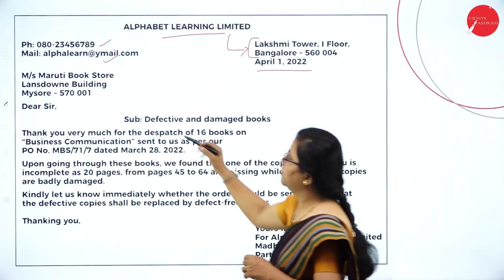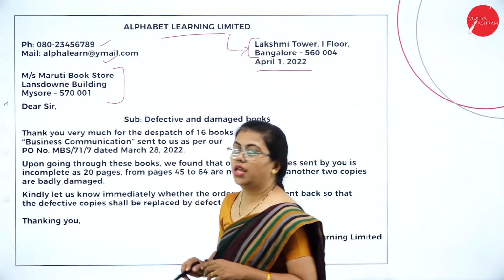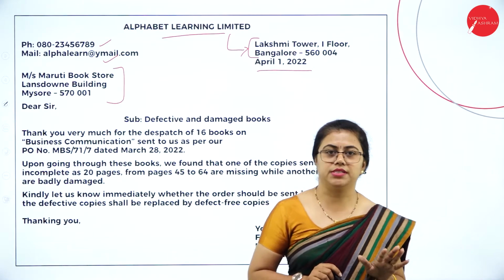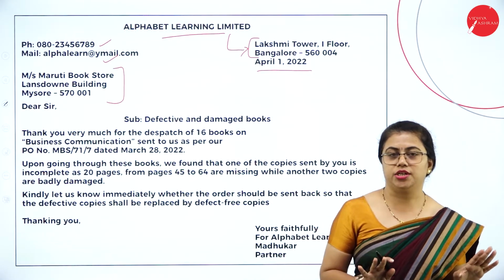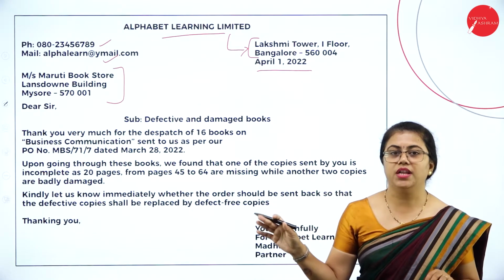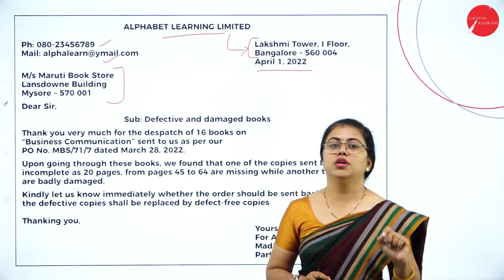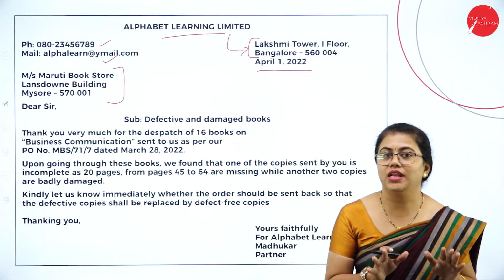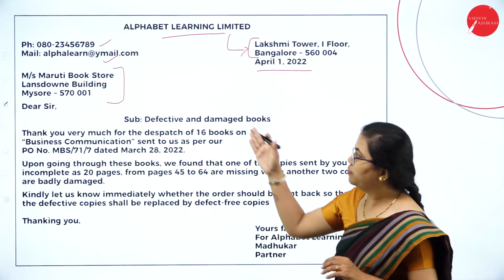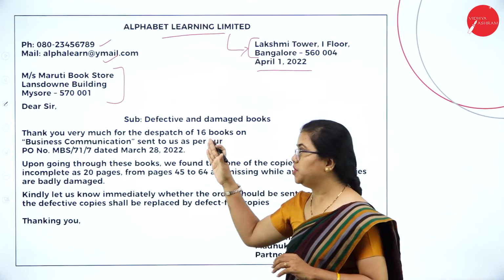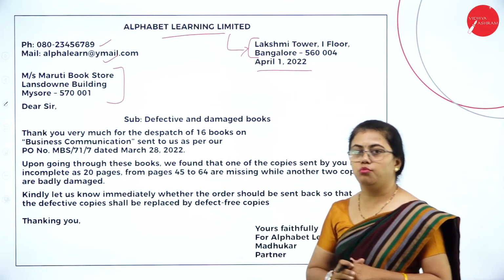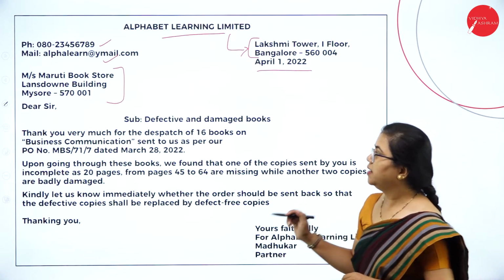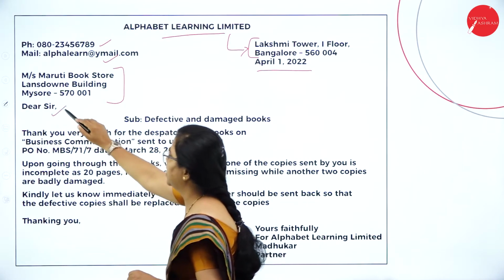So next we have the recipient's address. We are not writing it to any particular person. I am not using any designation, because earlier what was the question given? I was supposed to write a letter to Messrs Maruti Bookstore. So I have not been given any designation there, so I am not using any designation. I am just writing the name of the bookstore. Fine. Then, dear sir, so this is the salutation.